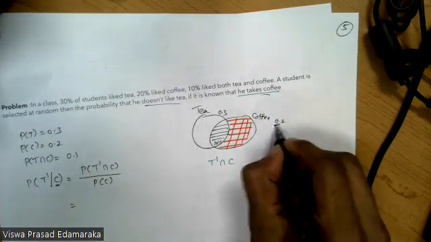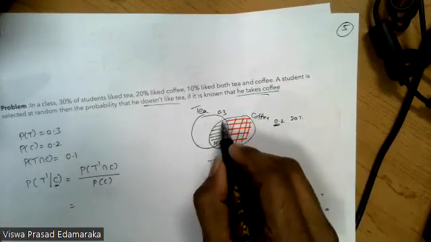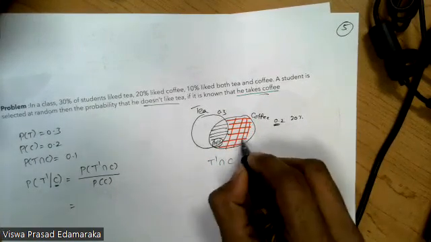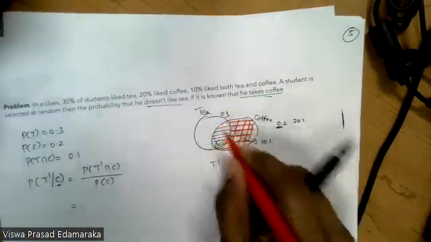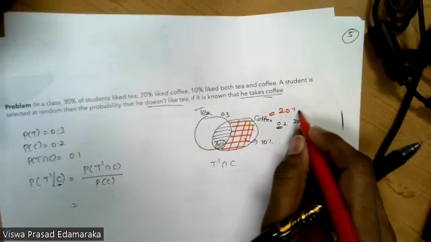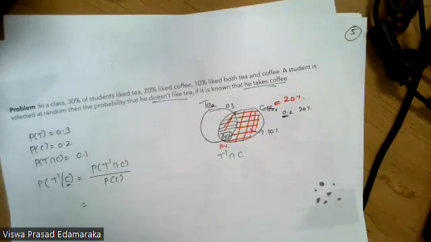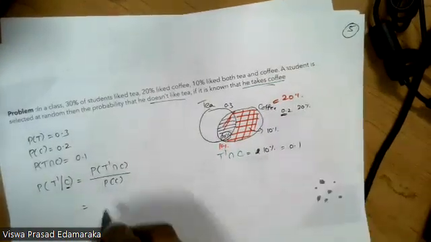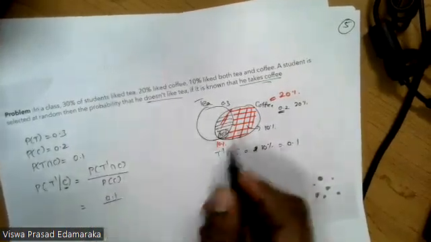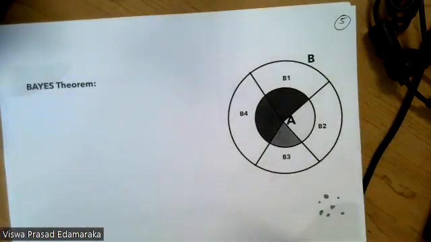We know that this is 0.2, that is 20%. Out of 20%, the intersection occupied 10%. The rest area is 10%. The whole coffee circle is 20%, the intersection part covers 10%, so the rest area is 10%. That is 0.1. The 0.1 divided by P of C, how much? 0.2. That equals 1 by 2.